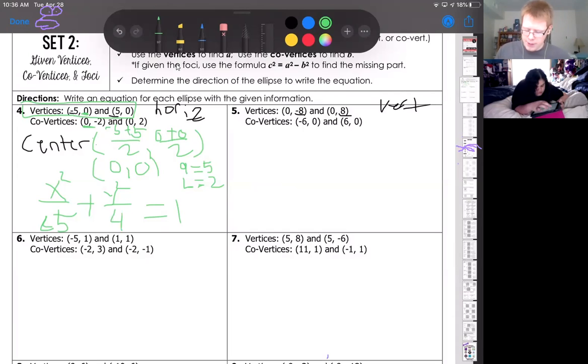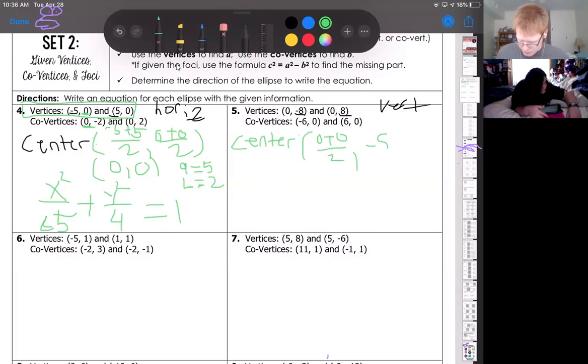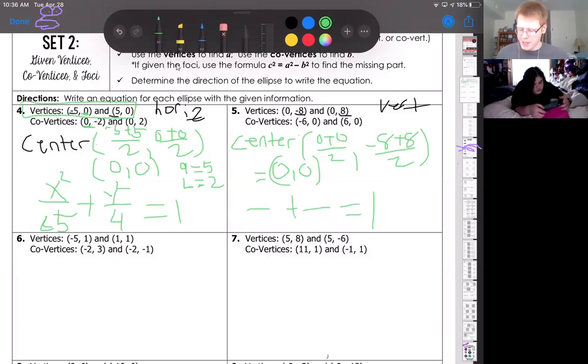So let's look at number 5, same idea. To find your center, you could do the midpoint of either the vertices or the covertices. So I'll just do the vertices. So if you do the x values, it would just be 0 plus 0 over 2, -8 plus 8 over 2, which once again, if you work that out, you're just still going to see you get 0, 0 for this one. So our equation is going to be a fraction plus a fraction equals 1. That's going to be kind of our general form. Since our center is 0, 0, there's no nonsense. So it's just x squared and y squared up top.